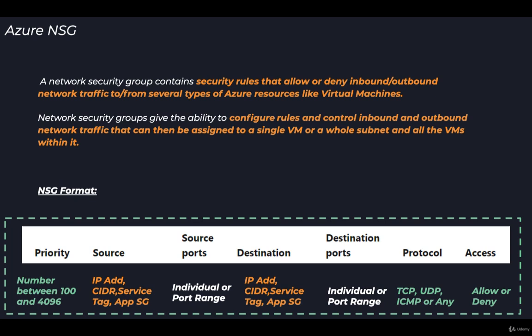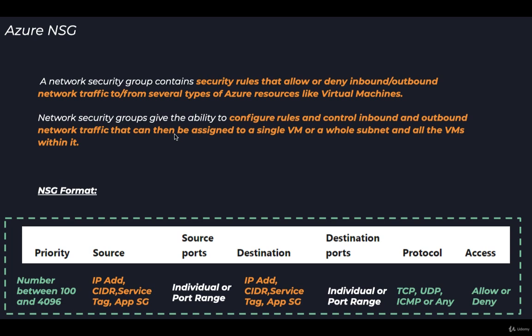And with the help of NSGs, you can assign the NSG to a single virtual machine or to a group of virtual machines by enabling it at the network interface card level, NIC level, or at the subnet level. So don't worry, you will see that in a demo, and during the evaluation rules as well, when we study how the NSG rules are evaluated.